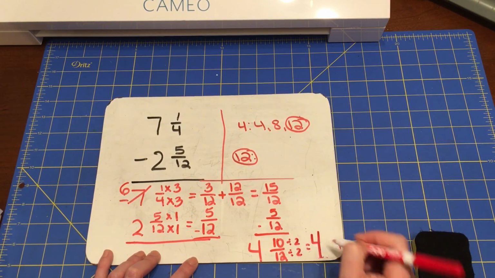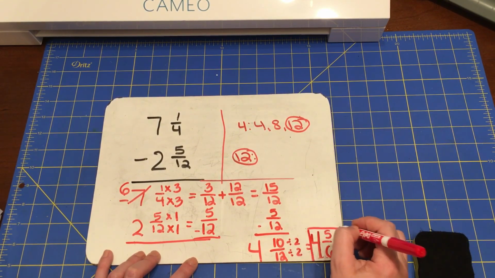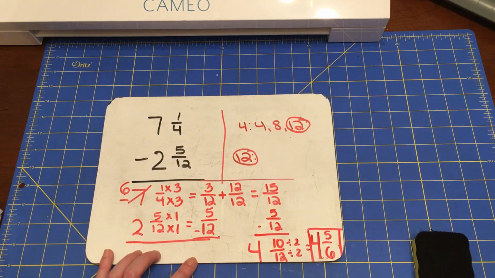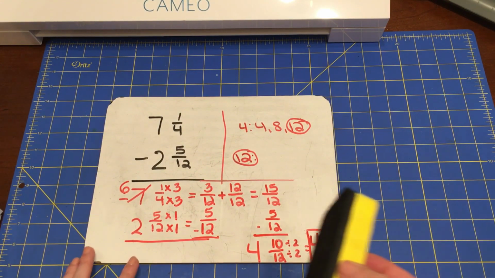So I'm going to divide my fraction by 2, the numerator and the denominator, to simplify it. So I'll have 4, leave your whole number alone, and 10 divided by 2 is 5, 12 divided by 2 is 6. So you should have gotten 4 and 5/6 if you simplified it. If you got 4 and 10 twelfths, you did all the math part correctly. You just didn't finish simplifying it.